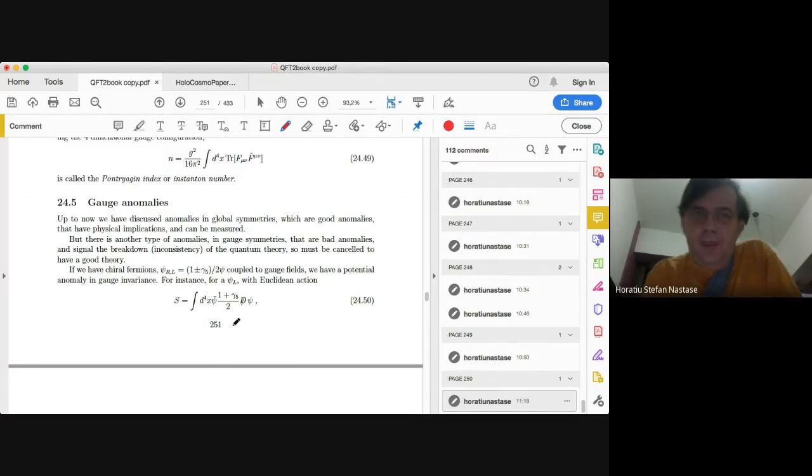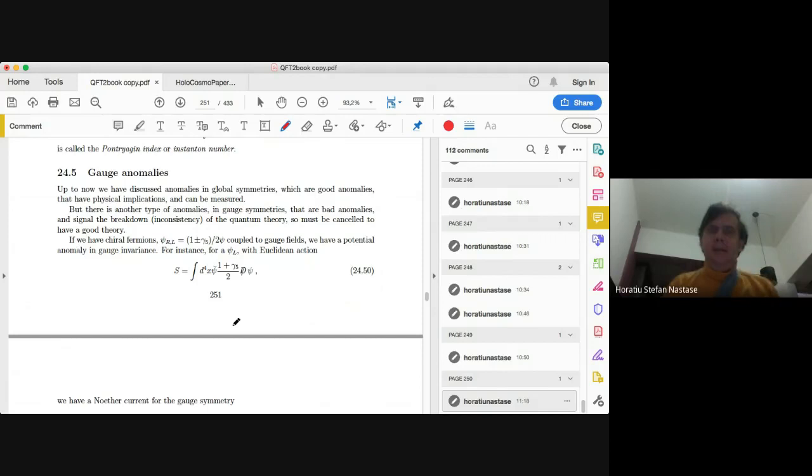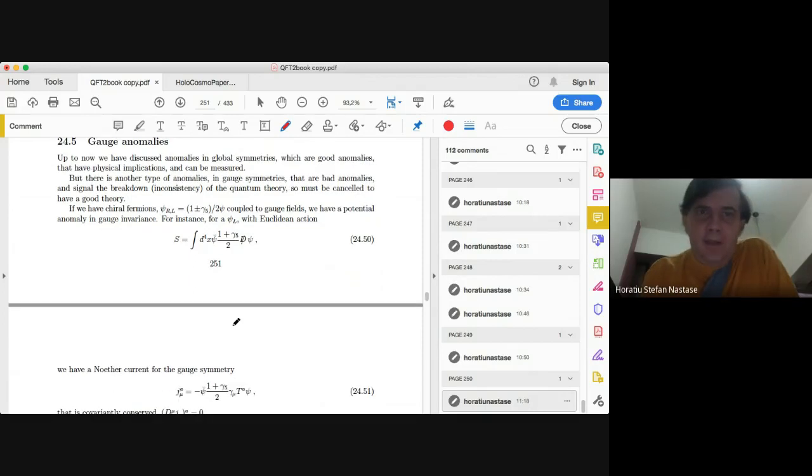Okay. So up to now, we have discussed the anomalies in global symmetries, which are good anomalies in the sense that they have physical implications. You can measure what the anomaly is in some sense. They have applications. You will see that it means like the pion can decay in a certain way given by this anomaly.